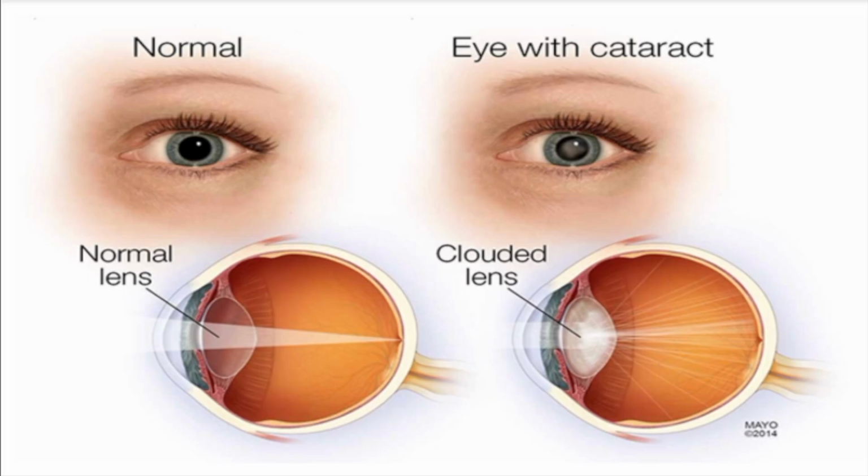And here we see the normal eye, which has a clear pupil, and then we see an eye with cataract that has a clouded lens. So one lens isn't clouded, which is the normal one, and then the other lens is clouded, which is the eye with cataracts.